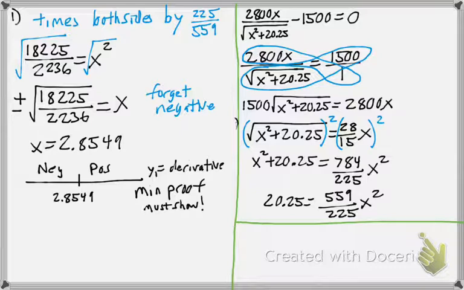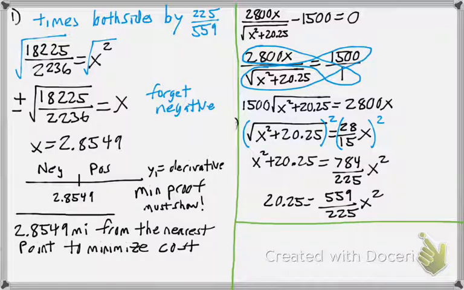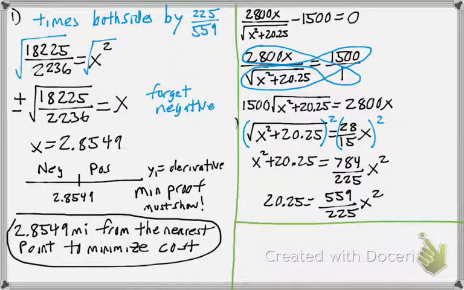Okay, so my final answer is going to be 2.8549 miles from, that's phrased as from the nearest point, to minimize the cost. So that, after all of that, is our final answer. Okay, we made it.